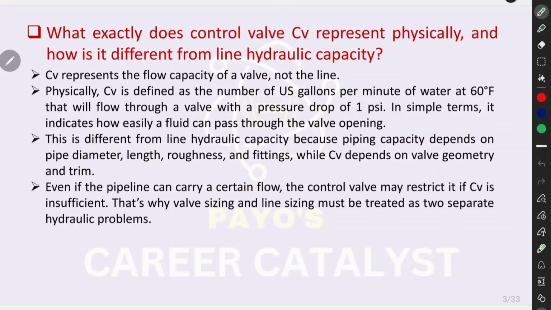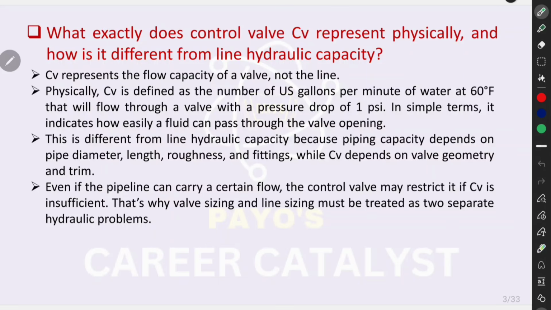What exactly does control valve Cv represent physically? And how is it different from line hydraulic capacity? Cv represents the flow capacity of a valve, not the line. Physically, Cv is defined as the number of US gallons per minute of water at 60 degrees Fahrenheit that will flow through a valve with a pressure drop of 1 psi. In simple terms, it indicates how easily a fluid can pass through the valve opening.